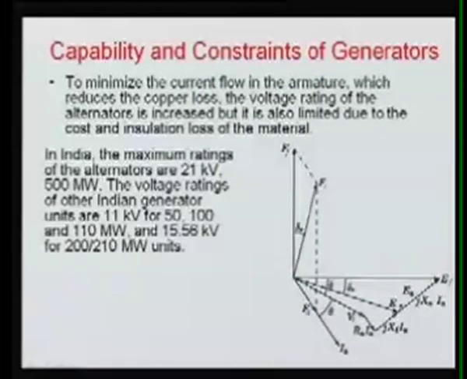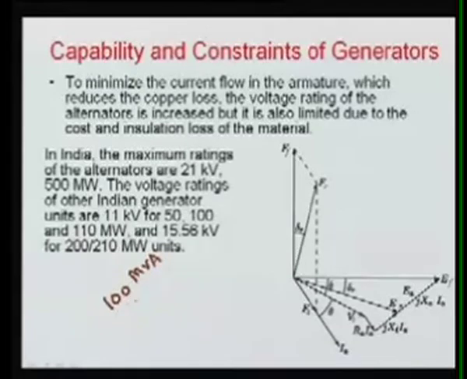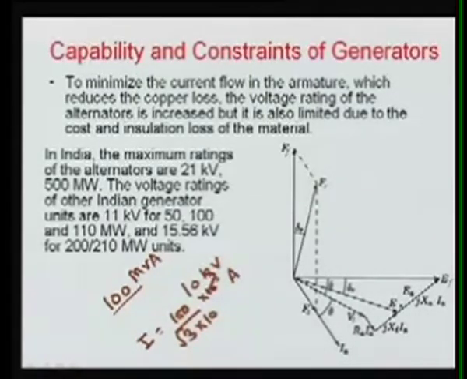To minimize the current flow in the armature, which reduces the copper loss, the voltage rating of the alternator is increased, but it is also limited due to the cost and the insulation of the material. As I said, if you want to go for higher power, suppose you have a machine of 100 MVA and your voltage is, let's suppose, 10 kV, then the current, since it is three phase, will be the phase current 100 divided by root 3 times 10 kV. Here it is MVA, so it will be 10 to the power 3 ampere, so it is kilo ampere. So you can see this much kilo ampere current is flowing.